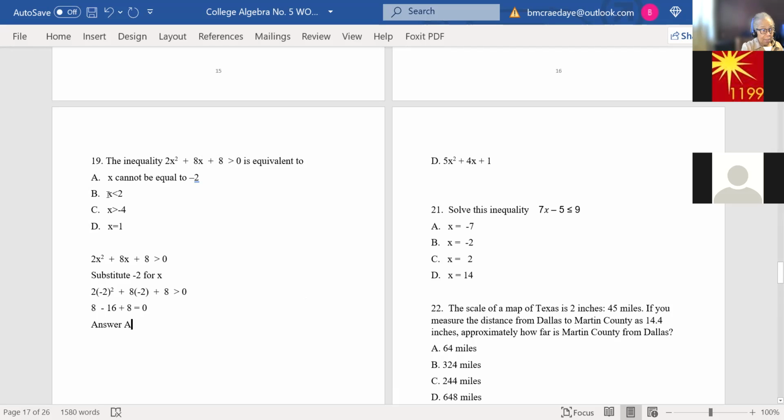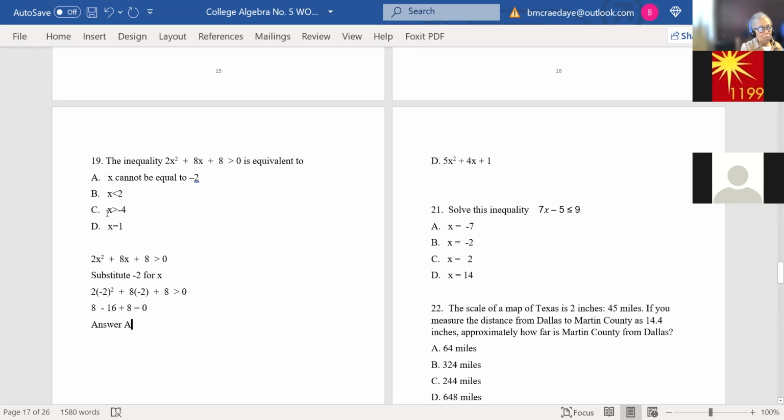Now, you could try these others. These others, you'll get what? Greater than 0. Because 2 times 2 is 4, times 2 is 8. Well, this one, if you say less than 2, let's just say it's 1. 1 squared is 1, so that's 2 plus 8 times 1, that's 8, 10 plus 8, that's 16 plus 2 is 18, and 18 is greater than 0.